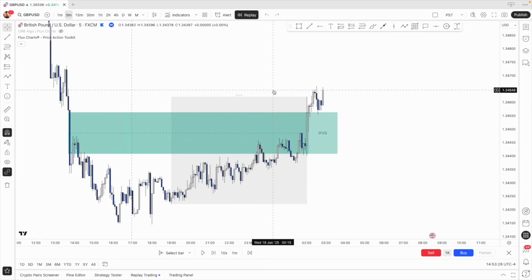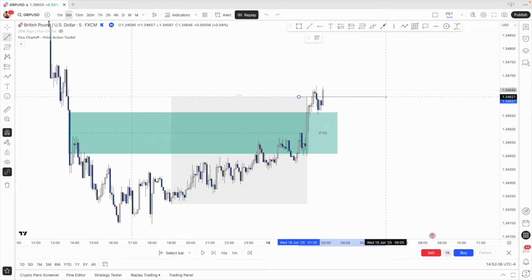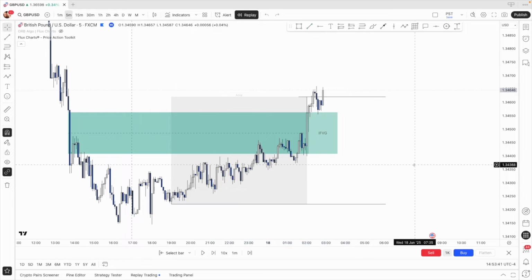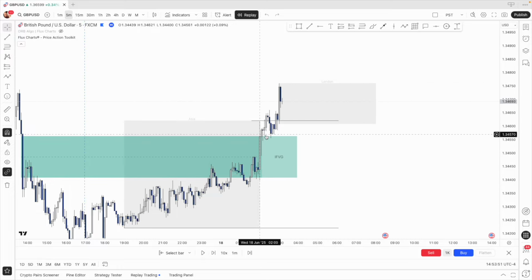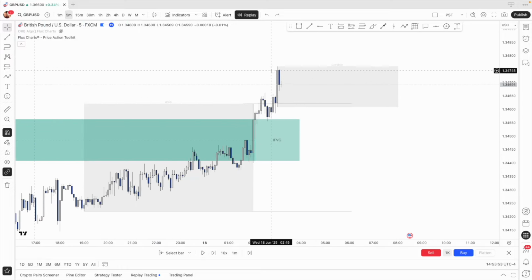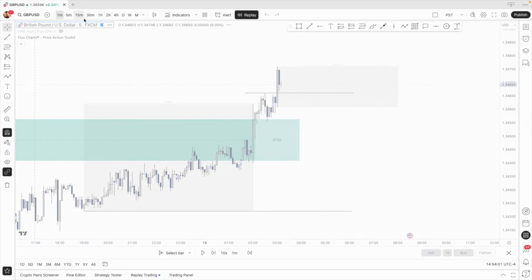Alright, so let's look at this example. You can see we have our Asia session just finished. Here is our Asia highs, and here is our Asia lows. We currently took out our Asia highs, so let's wait for London session to start. As you can see, London session has started right over here. We already took the highs. We took another high right over there. So let's go down to the 1 minute.